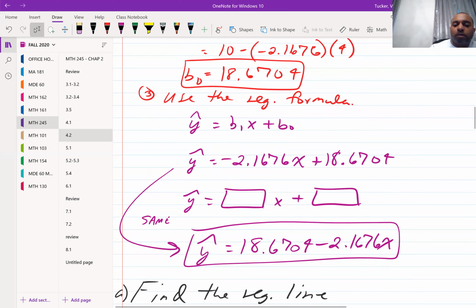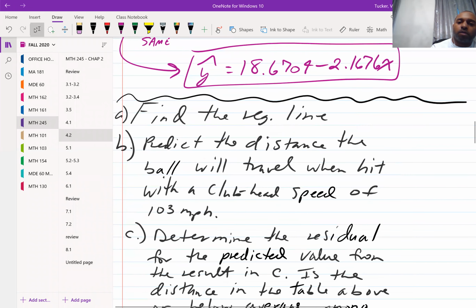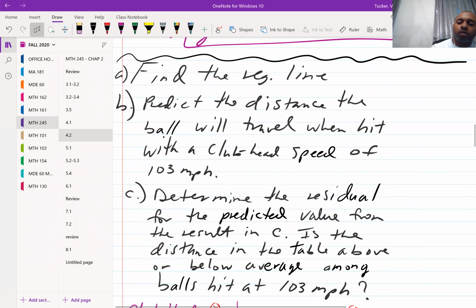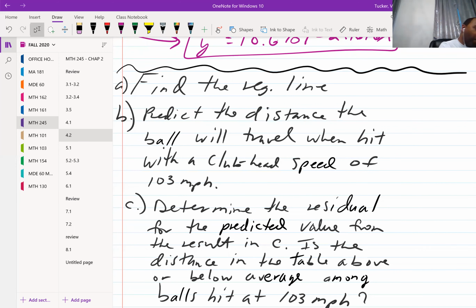All right, any problem with that one before we look at the next example? All right, so let you write those directions down first. For the next example, we're going to find a regression line. Then we're going to predict the distance the ball will travel when hit with a club head speed of 103 miles per hour. And then for C, determine the residual for the predicted value from the result in B. And then is the distance in the table above or below average among balls hit at 103 miles per hour?